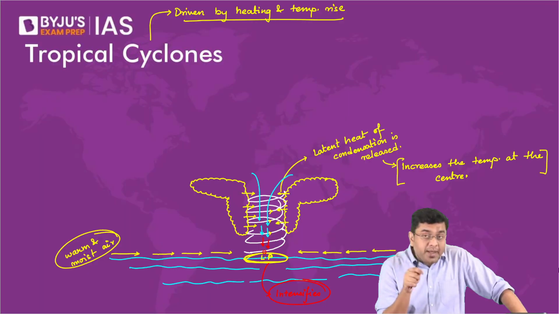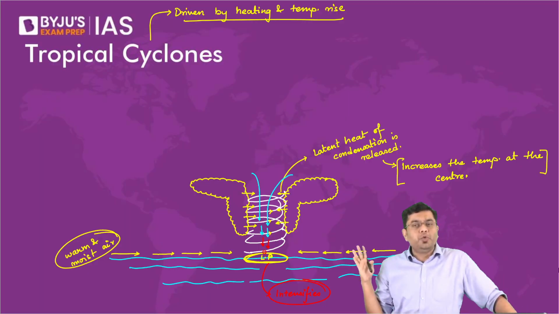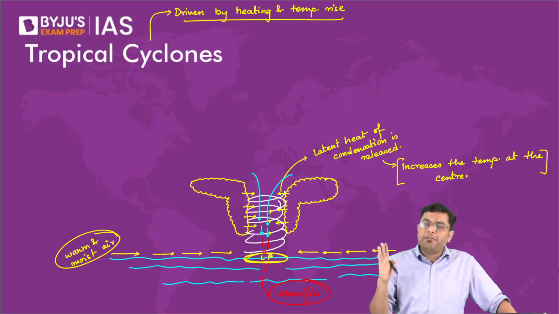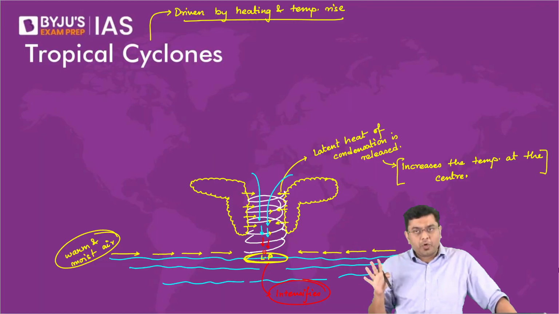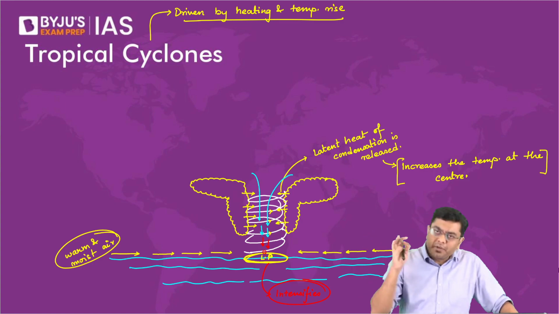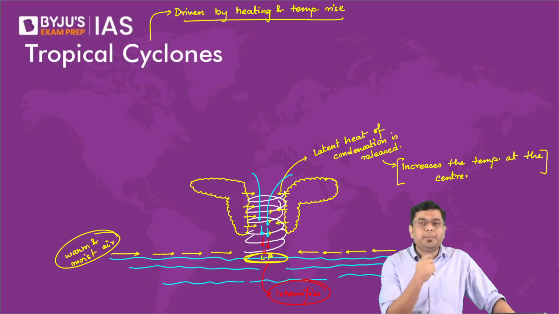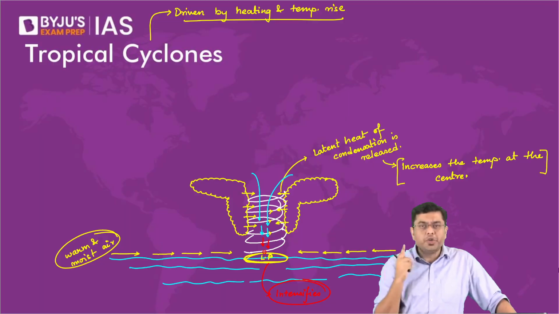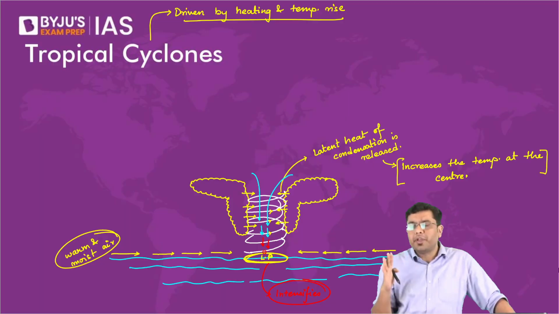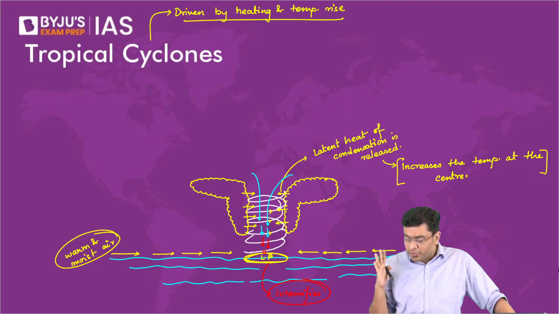The moment it hits the land, what we refer to as the landfall of the cyclone, that is when it will immediately weaken. So that is the entire process of the formation of a tropical cyclone. Okay? Is that understood now?